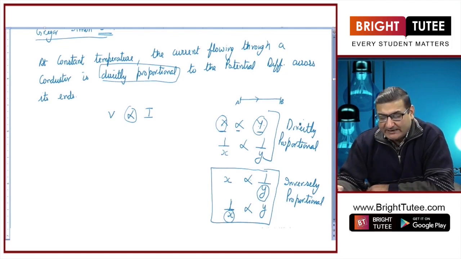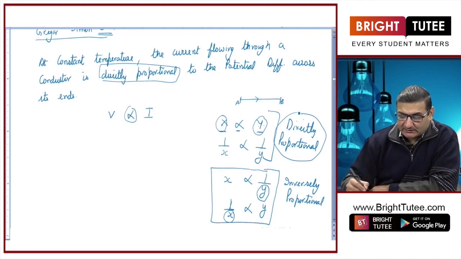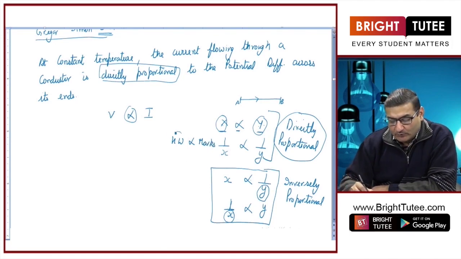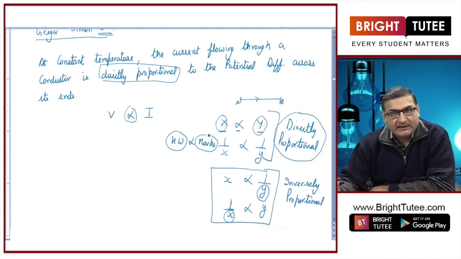Right? We can very simply understand the concept of directly proportional and inversely proportional with this particular example: hard work is directly proportional to marks. The more you put in the hard work, the more marks you will get. So they are directly proportional to each other.